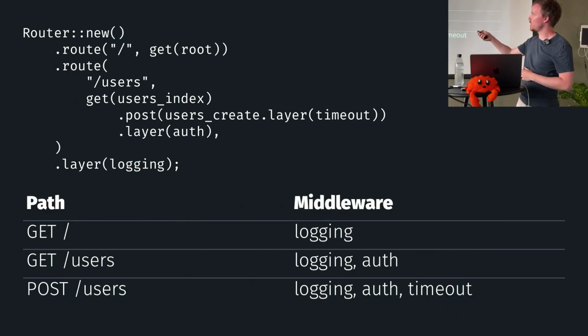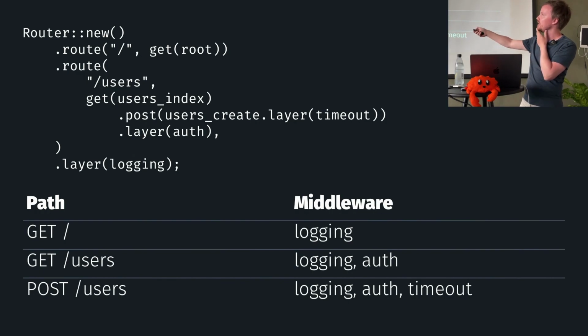So this is what the API looks like in Axum today and what we actually ended up with. So you can see that here we define 3 routes. We define get on the root, and then the get and post on users. So you can call .layer at the very end, and this will add the middleware to everything above it. So in this case, all the 3 routes, they all get the logging middleware.